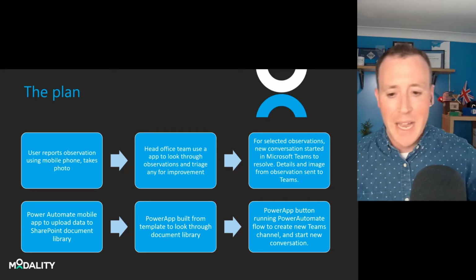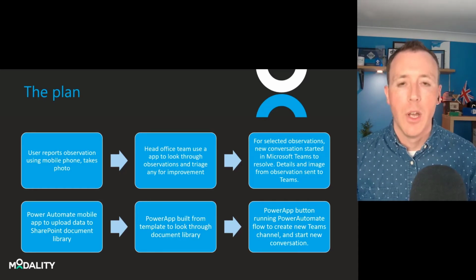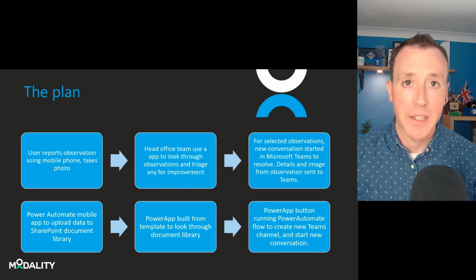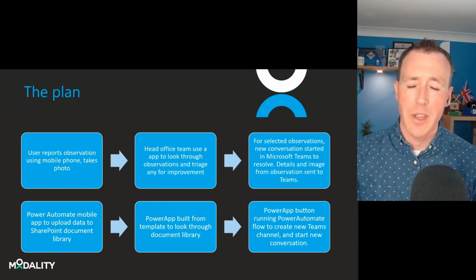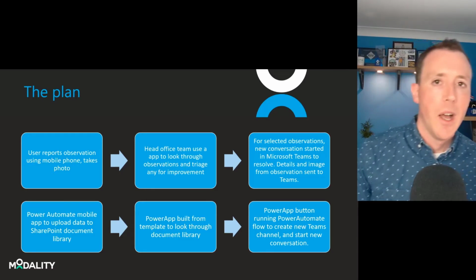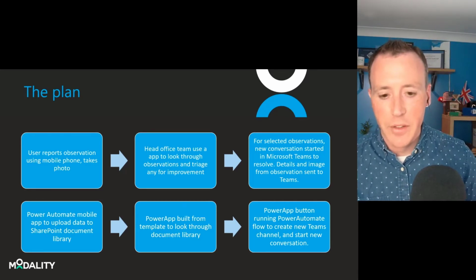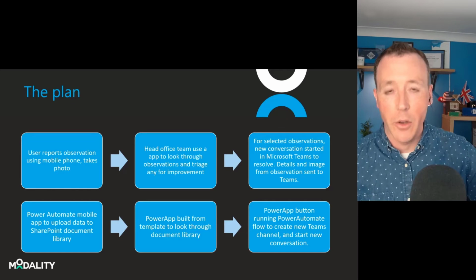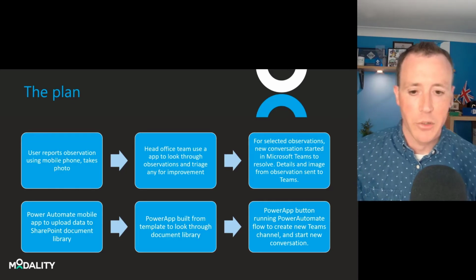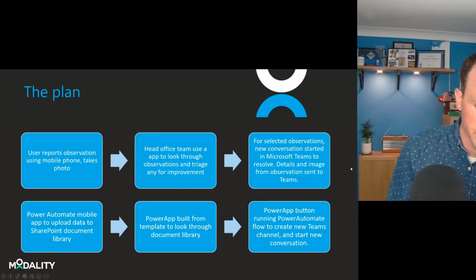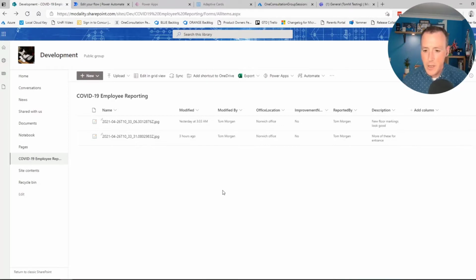We're then going to build a Power App that looks at that document store and builds an application based on it for users to iterate through the images and the associated information. And then for those particular images that users want to take further, we're going to add a button so they can go and start a conversation in Microsoft Teams. So that's the plan. So this is my document library. It's a regular document library I've created in SharePoint. There is nothing magical about it. It's a regular document library.